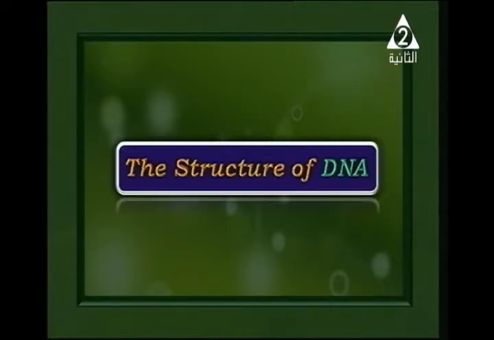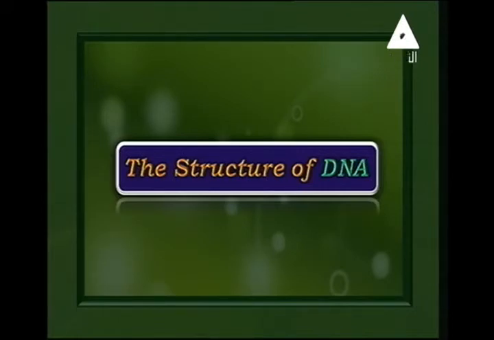The structure of DNA. The last time we did some experiments about the structure of DNA and what it consists of. As we said, it consists of a sugar of 5 carbons, deoxyribose sugar, which is ribose sugar without oxygen, and a phosphate group. And after that, they are linked together with what? With something called a nitrogenous base. It may be adenine, cytosine, thymine, or guanine.